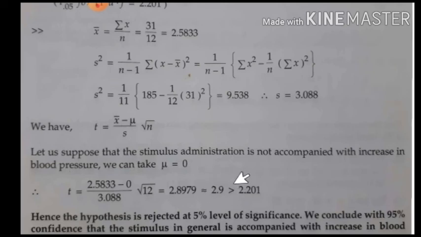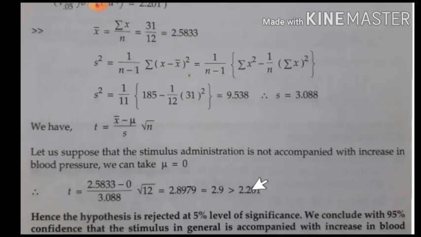So what should we do? When the calculated t value is greater than the table value, we need to reject the hypothesis. What is the hypothesis we have taken? That there will not be an increase in the blood pressure due to the stimulation, due to the injection. Stimulation means some injection is given, then only stimulation takes place. So if we are rejecting that there will not be change, if we are rejecting that hypothesis, what is the true condition?